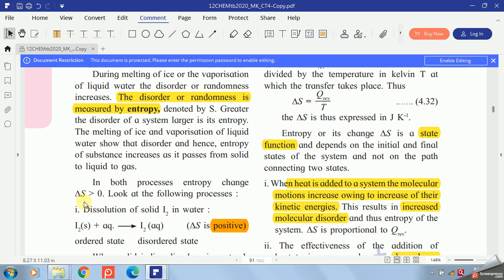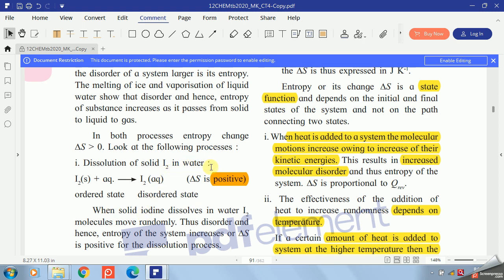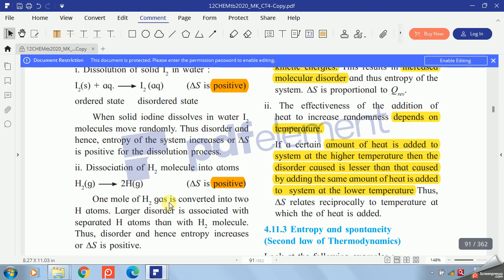So delta S, the change, means S for entropy in the case of solid and entropy in the case of liquid. Change is called final minus initial. This entropy always increases, or if you consider liquid to gases, again entropy increases because disorderness increases. Let us see one example: dissolution of solid iodine in water. If you add solid iodine in water, we get an aqueous solution of iodine. Initially it is solid, and the phase gets changed to liquid. So disorderness increases, so entropy increases.